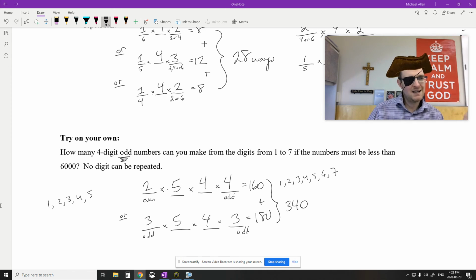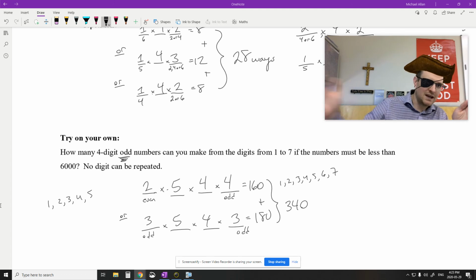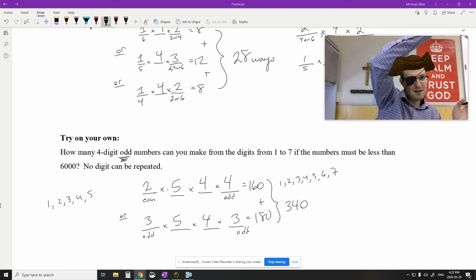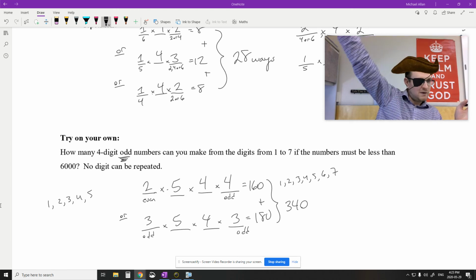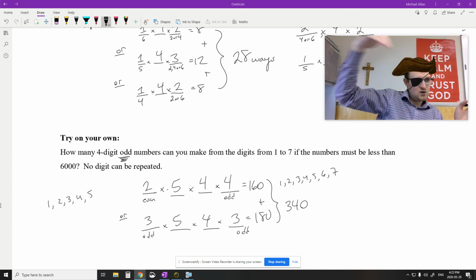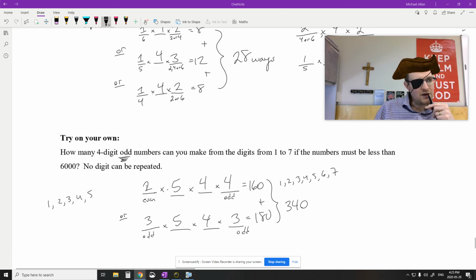Because by picking an odd number at the front, I limit my number of odd numbers at the end that I can choose because I'm not allowed to repeat. But if I pick an even number at the front, then I don't limit my odd numbers at the end. So I have these 2 cases I have to deal with. So if I pick an even number here, it either has to be a 2 or a 4, right? Because that would have to be less than 6,000. If I put a 6 there, the number's going to be greater than 6,000. So it's going to be 2 or 4.